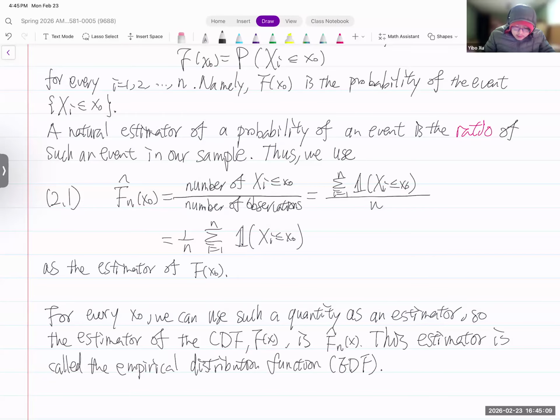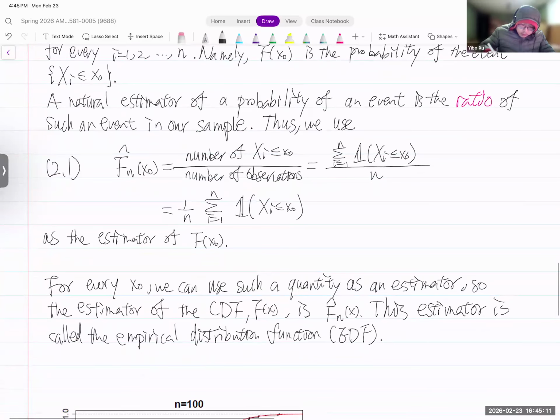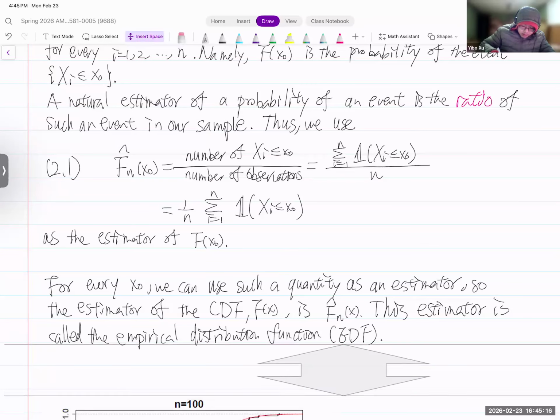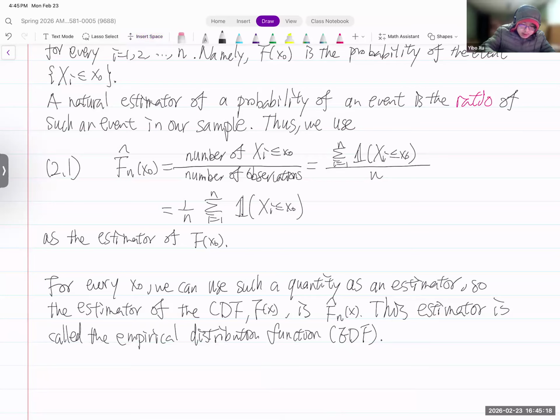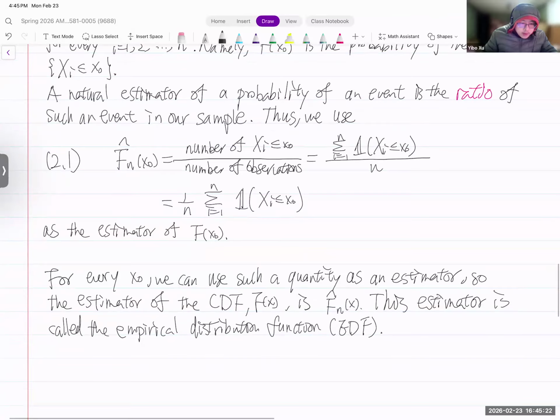All right, so this is the way that we approximate. You can see that below there's going to be a figure, so we're going to utilize that later. But basically, that's the way that you approximate the CDF given data.